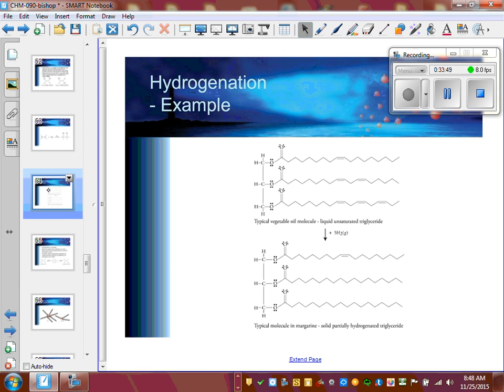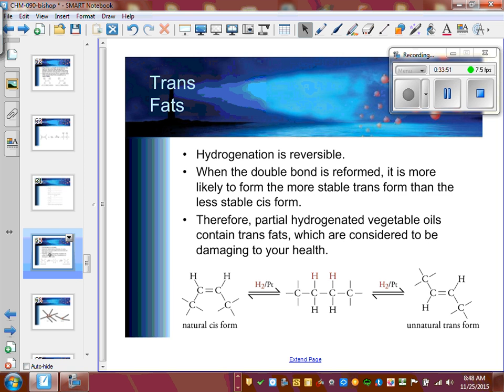And the hydrogenation is reversible. So you add the hydrogen, you get rid of the double bond. However, during the process, it can go back the other way. And it turns out, if it's got a choice to go back to the cis or trans, it goes back to the trans, the unnatural form. That's where your trans fats come from. For a while they ignored them, who cares, but now they found out they're bad for you. Partially hydrogenated vegetable oils contain trans fats. So they had to come up with a process to remove them.